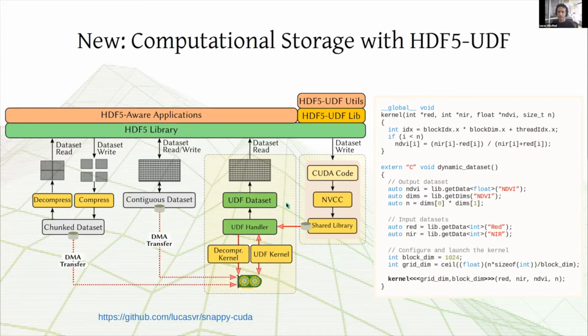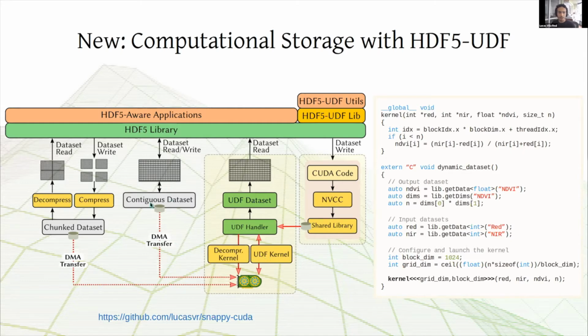Also, any dependencies that this UDF has, such as the variables read and NIR, are directly transferred from the HDF5 file using DMA to the GPU memory. And this implementation also supports decoding chunks compressed by the Snappy algorithm.